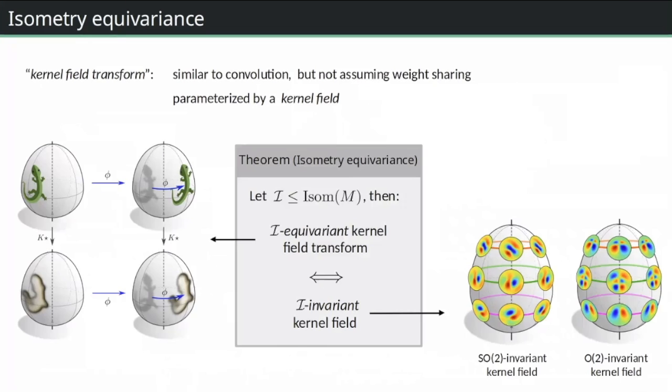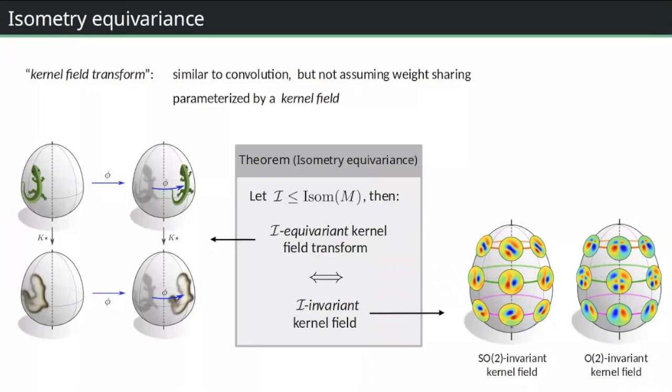Okay, so now we've defined convolutions, but I also promised you to look at isometry equivariance. And for that, we look at something a little bit more general, which I call a kernel field transform. It's just like a convolution, applying a kernel everywhere, but it assumes a general kernel field, so it does not assume weight sharing for now, since we want to see whether we can derive weight sharing from equivariance principles.